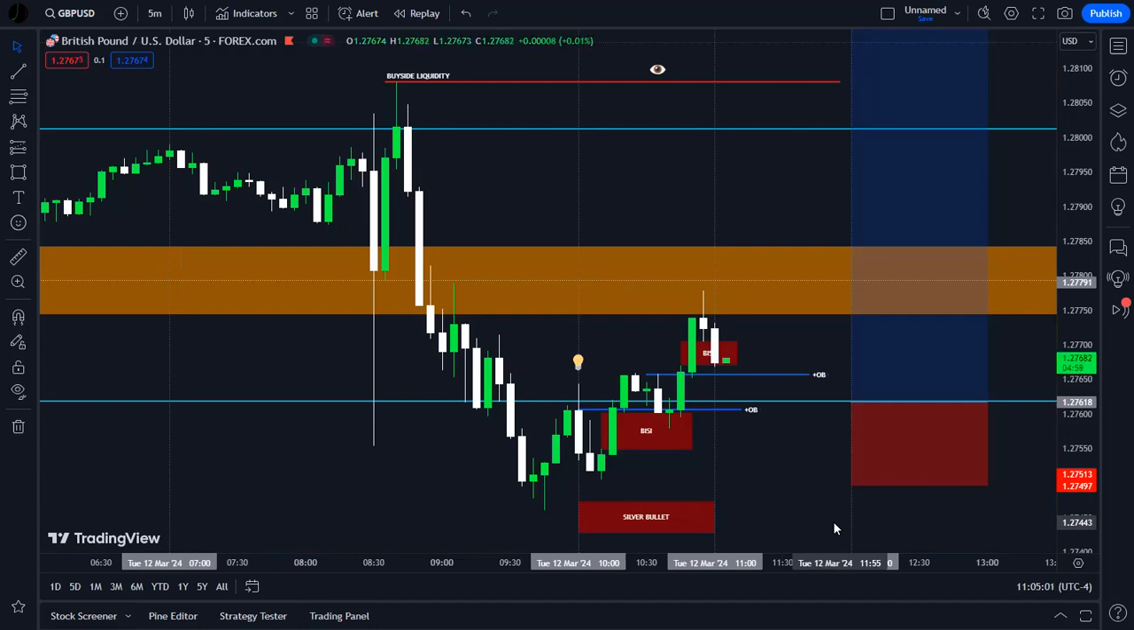So I'm watching to see how price behaves. So we have crossed the silver bullet. Now we are into that London close window, 11 to 12, but precisely London close is at 12.